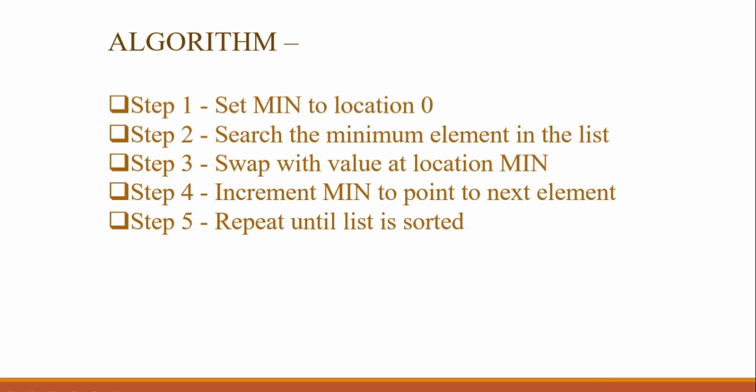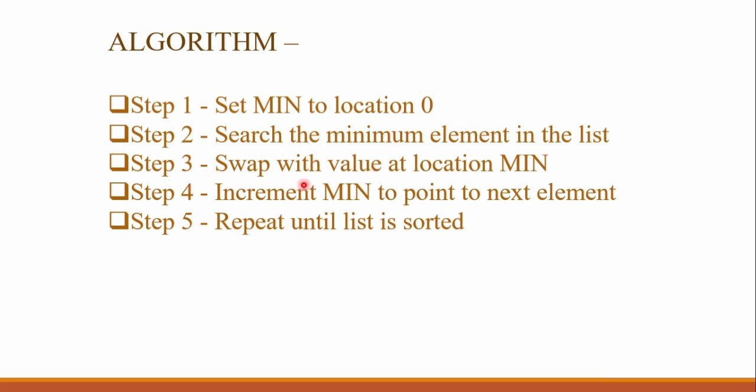First of all, to solve any kind of problem related to the selection sort, we have to follow this algorithm. Step 1 of the algorithm is set min to location 0. Whatever the unsorted array is provided to us, at the 0th location, whatever the element is present, we have to set that element as the min position. Step 2, search the minimum element in the list. In between the remaining elements in the array, we have to search for the minimum element.